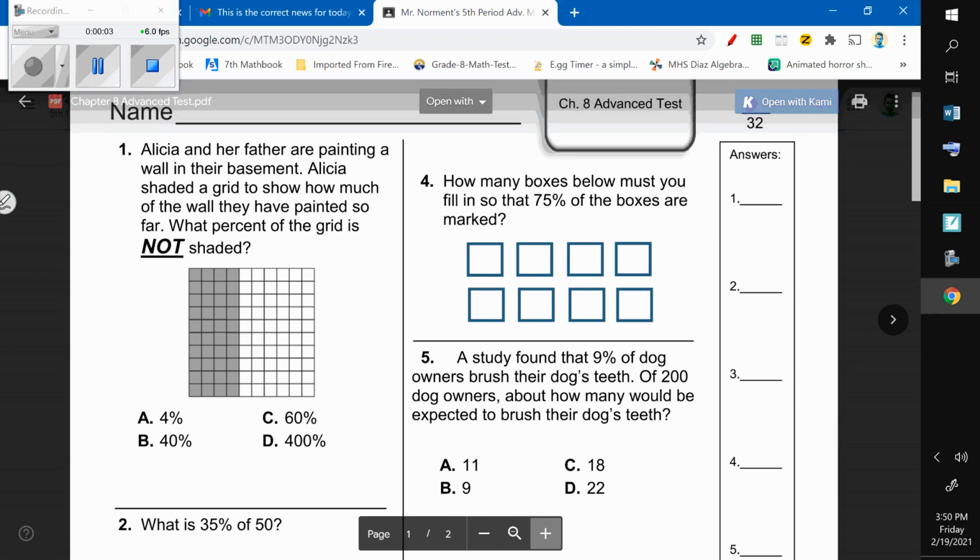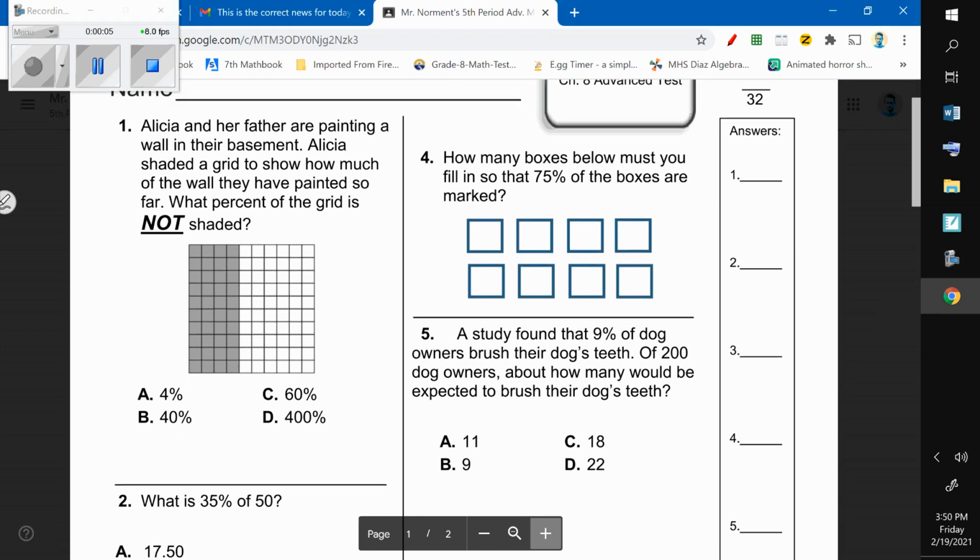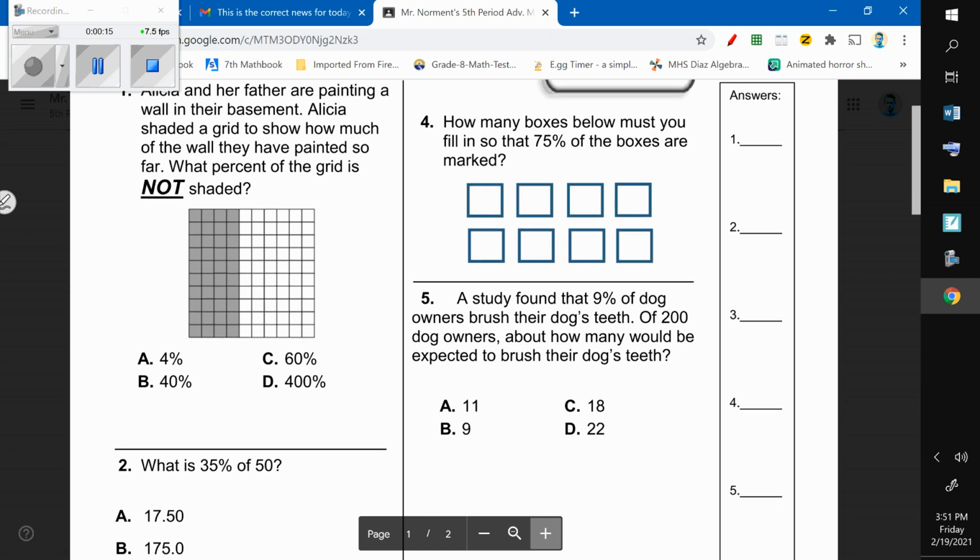Okay, so this is me going over the Chapter 8 Advanced Test. Question number 1, it says Alicia and her father are painting a wall in their basement. Alicia shaded a grid to show how much of the wall they've painted so far. What percent of the grid is not shaded? Well, we did this the day before in class, and we found out that 40% is shaded.